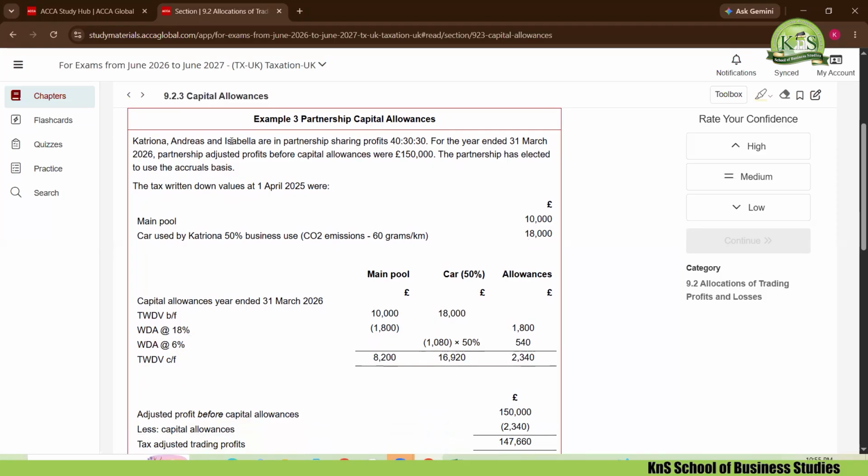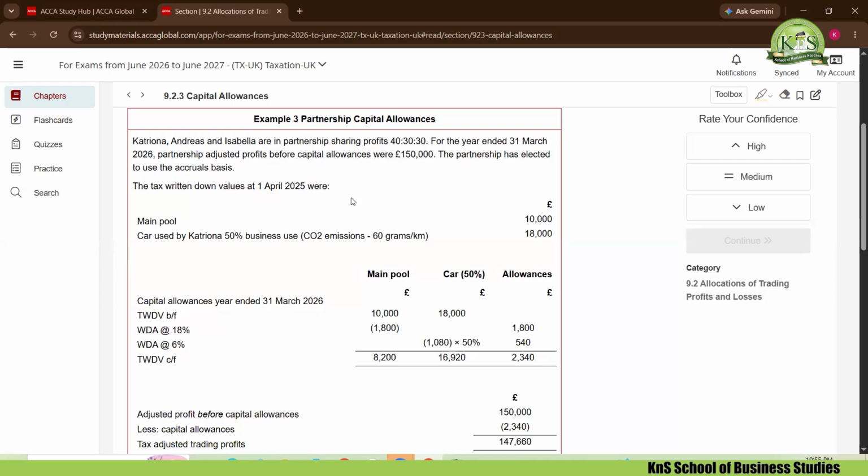3 partners are there and the ratio is 40-30-30. For the year ended, partnership adjusted trading profits before capital allowances are 150,000. Now, tax written down value at 1st April 2025, when the fiscal year has not started, but this is just a date.